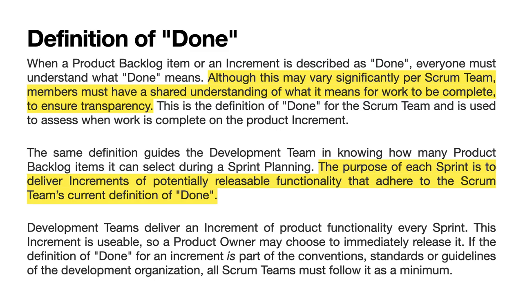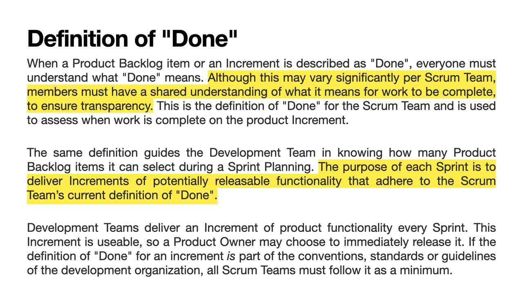during a sprint planning. The purpose of each sprint is to deliver increments of potentially releasable functionality that adhere to the Scrum team's current definition of done. Development teams deliver an increment of product functionality every sprint. This increment is usable, so a product owner may choose to immediately release it.